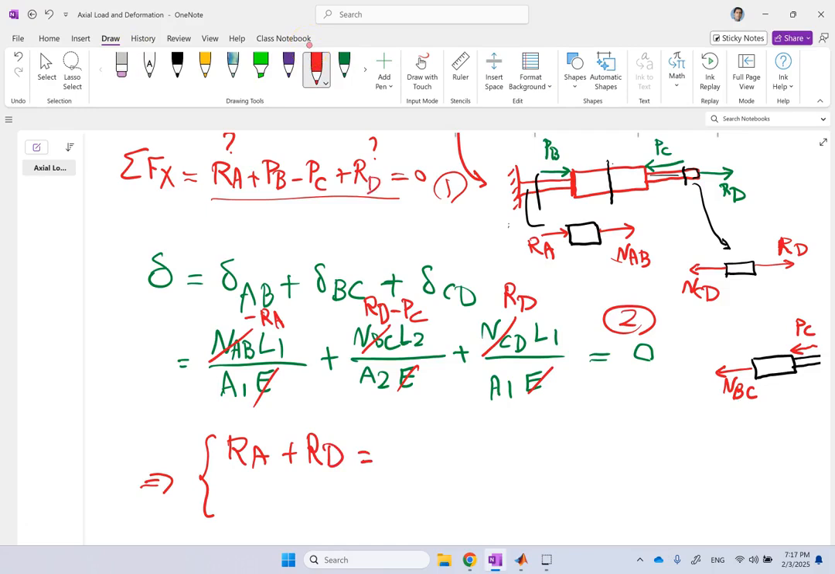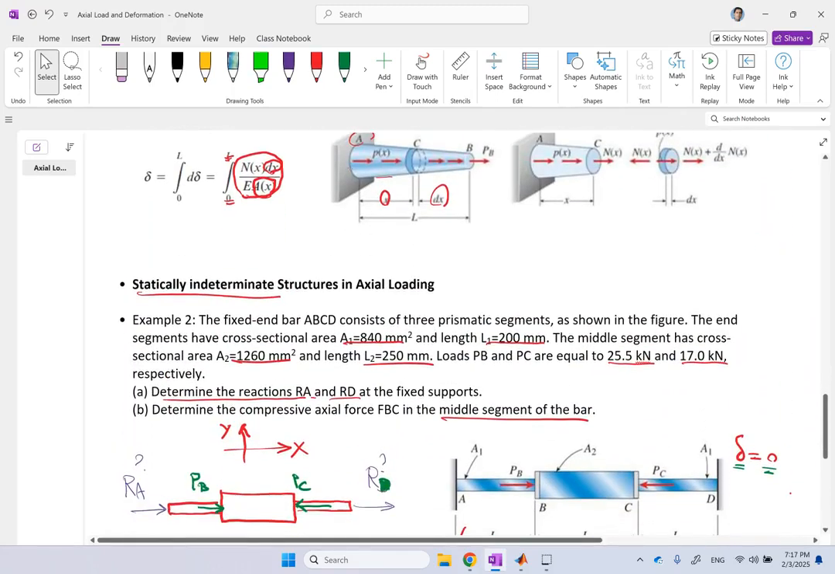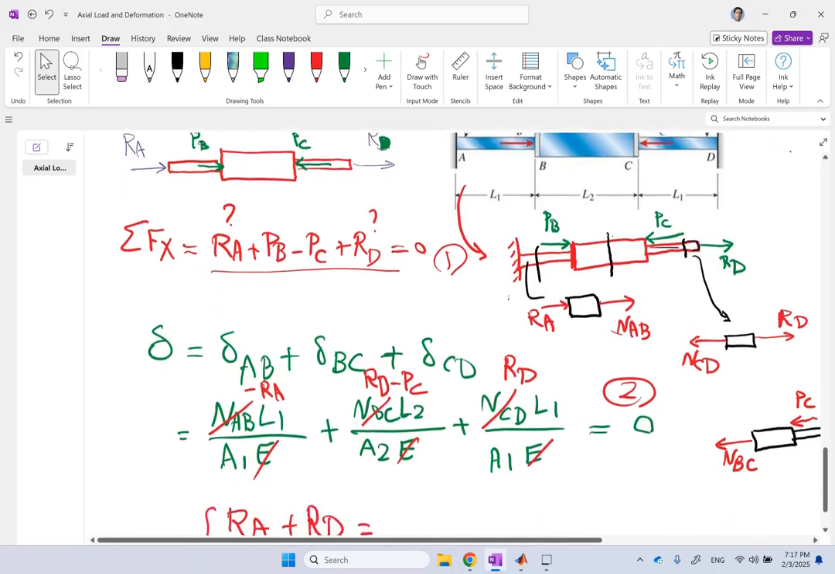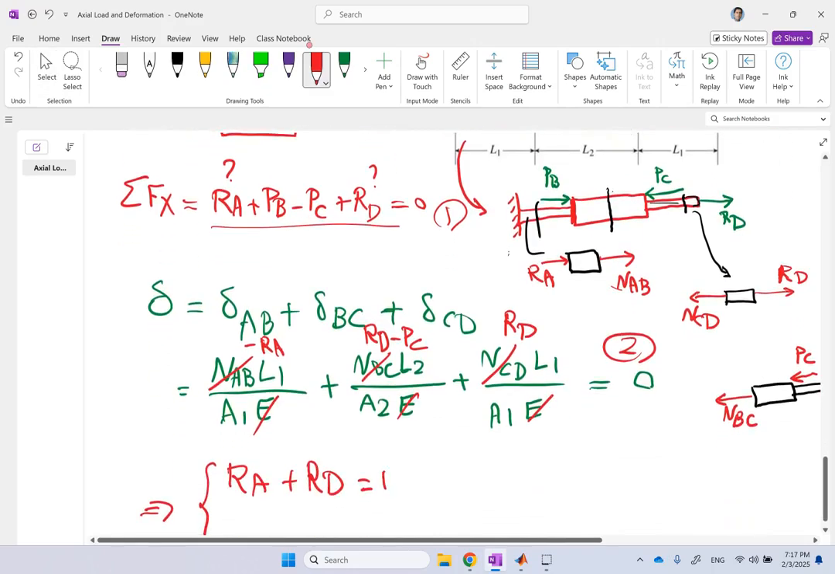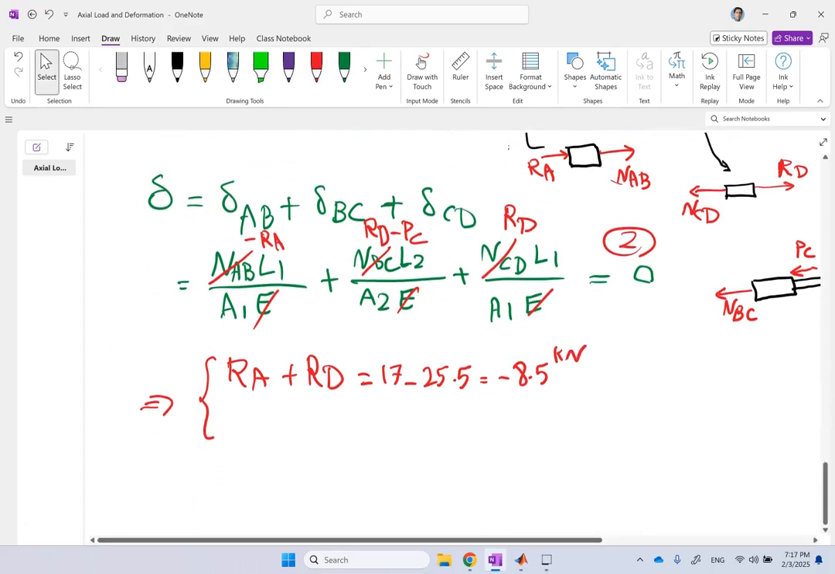Take the other two numbers to the other side, you get PC minus PB. And the numbers for C and B are given, 17 and 25 and a half. So 17 minus 25.5, so you get negative 8.5 kilonewton. That's the first equation.